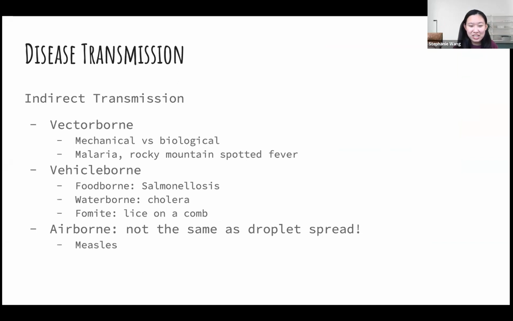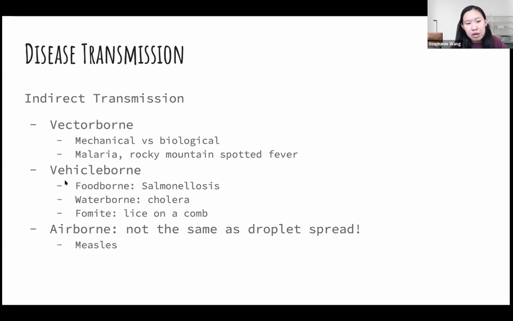So for example, for malaria, you need the mosquito to infect you. The mosquito is the one that carries the disease. So the mosquito is the vector. You're not directly getting the disease from someone, you're getting it from an intermediary, which is the mosquito. And Rocky Mountain spotted fever is the same. You get the disease from a tick because the tick is carrying that disease.